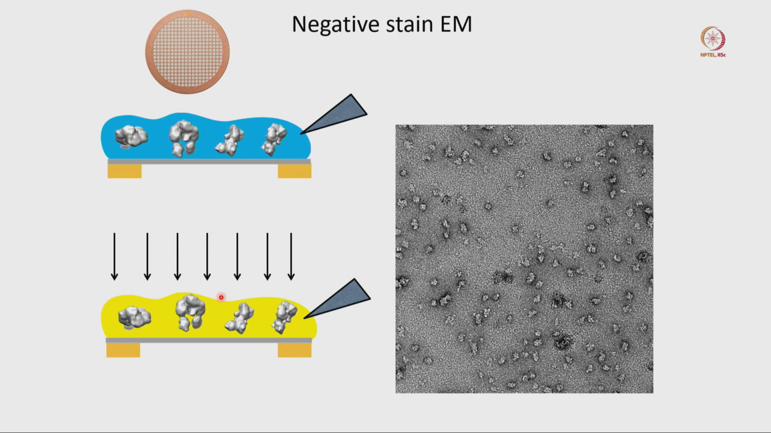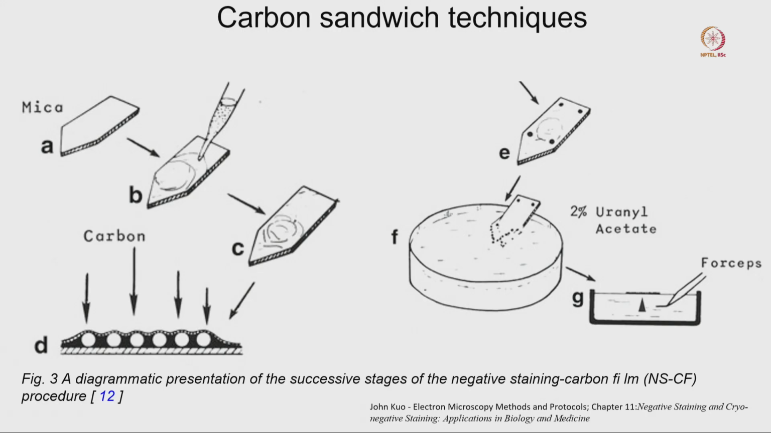Now, we will discuss the carbon sandwich method. We already discussed that this is the way our sample becomes completely dehydrated. This carbon sandwich technique is a technique that basically helps us not to dehydrate our sample completely.